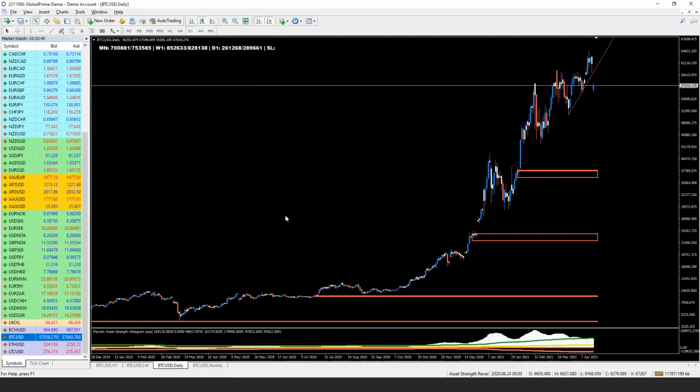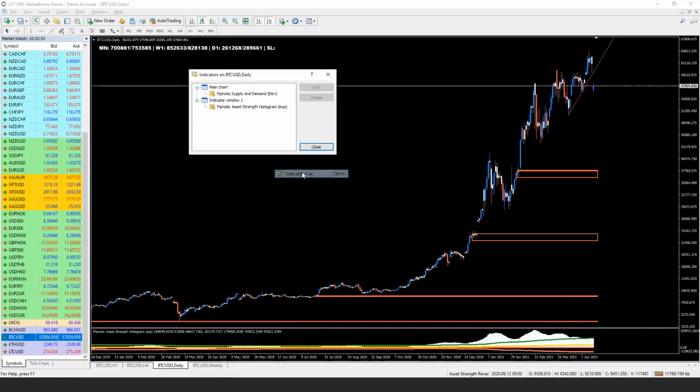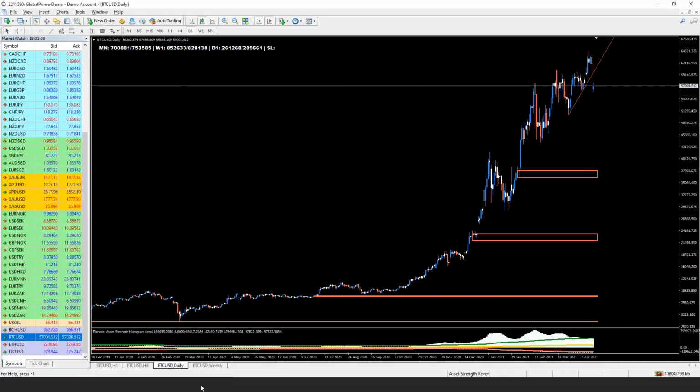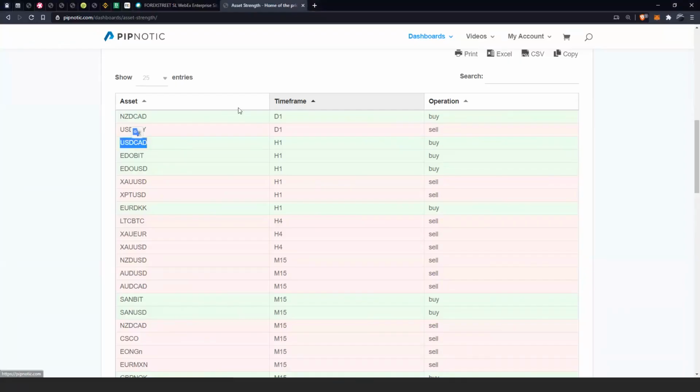So if we go to a slightly smaller time frame, hey Adney, Afonso, I'm using my own indicators, the Pipnotic supply and demand and the Pipnotic asset strength. These are ones that I wrote, and you can read more about those at Pipnotic.com. The asset strength is available here. You can just come to the dashboards and have a look, and you can find that here, and that'll help you qualify areas that you wish to trade.